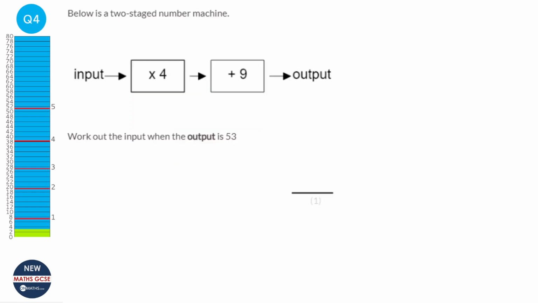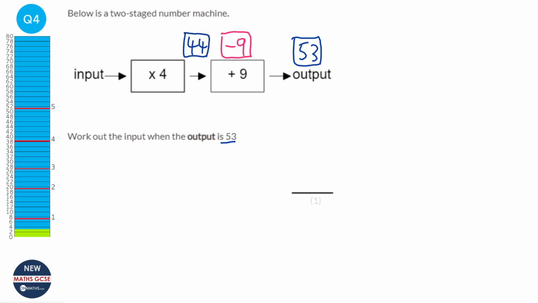In this question we're given the output as 53. So we know that the output was 53. So now we've kind of got to work backwards. And when we work backwards through a function machine or a number machine, we do the opposite of what it says. So this first one says plus 9. But when we go backwards, we do the opposite, which is take away 9. So we do 53 take away 9, which is 44.